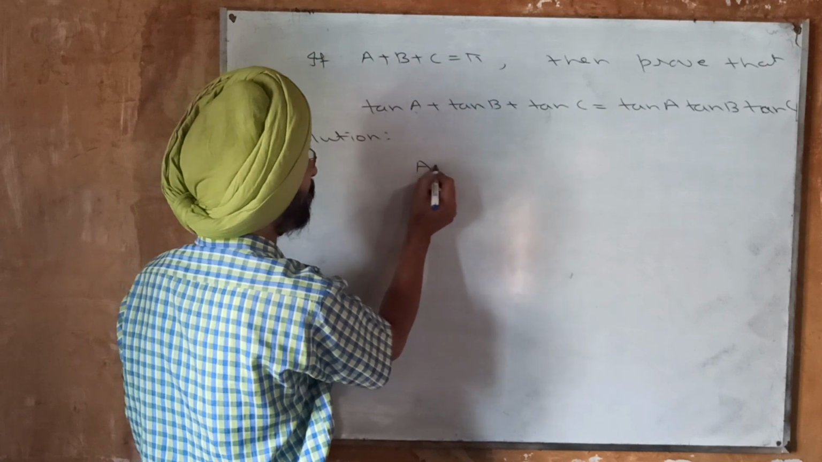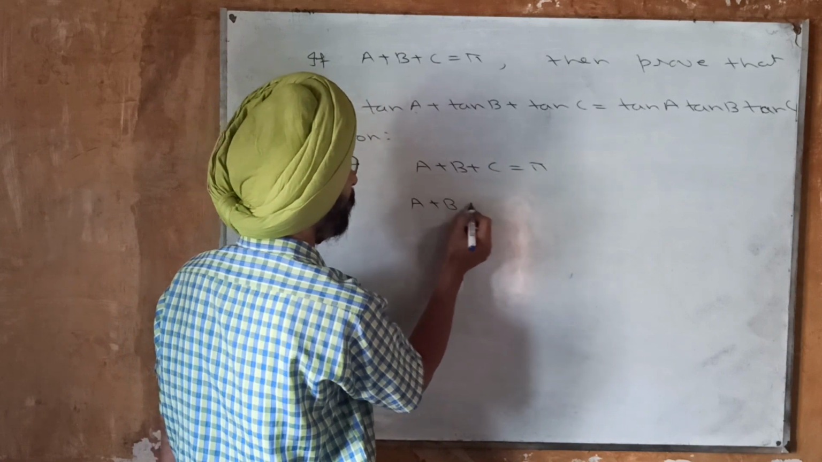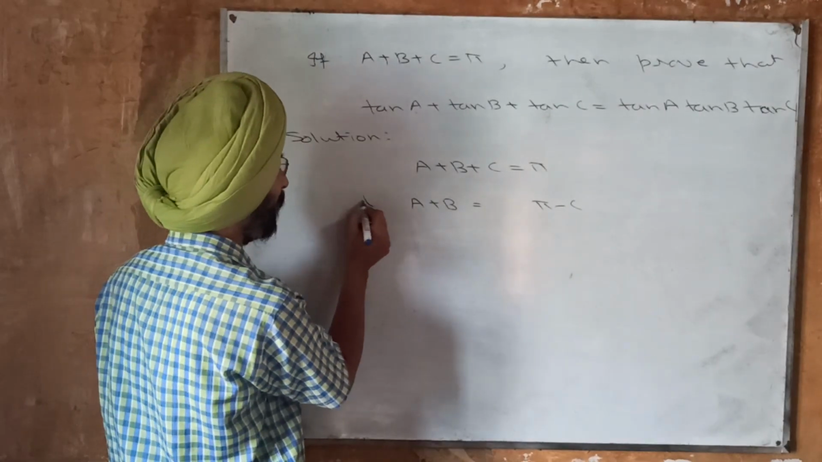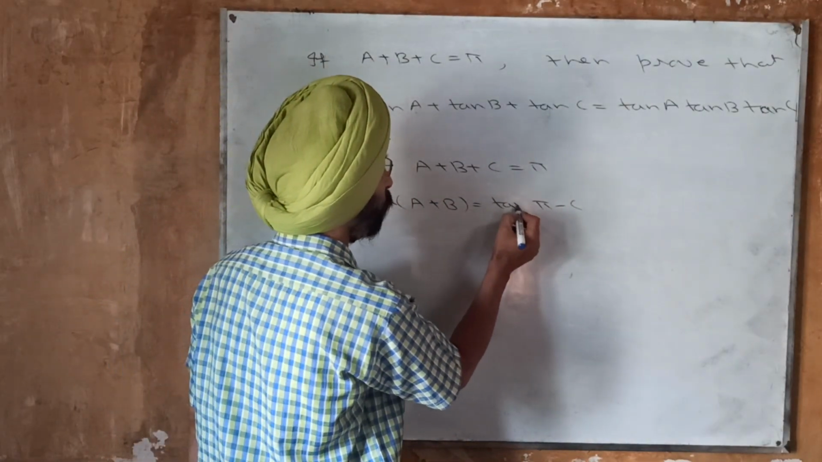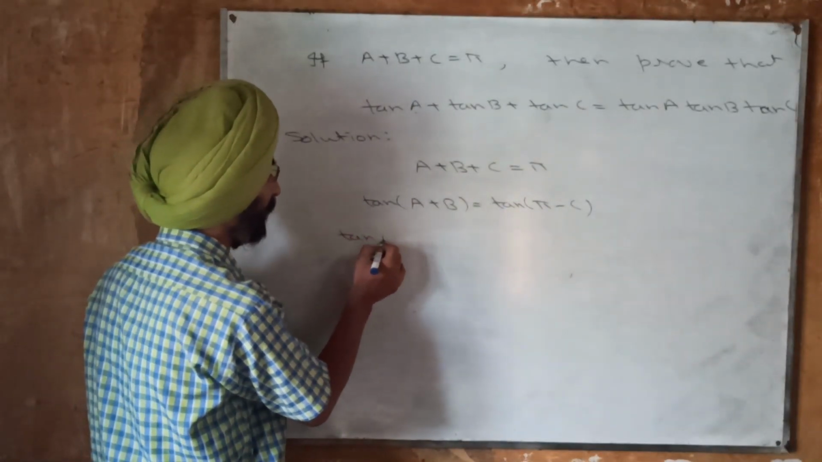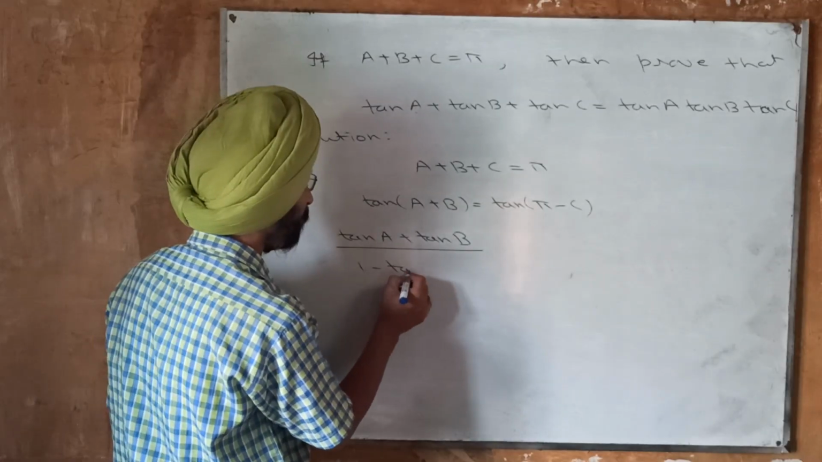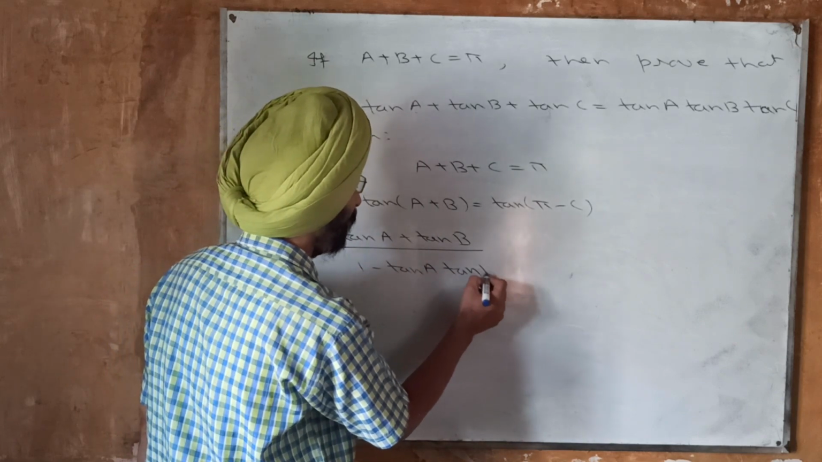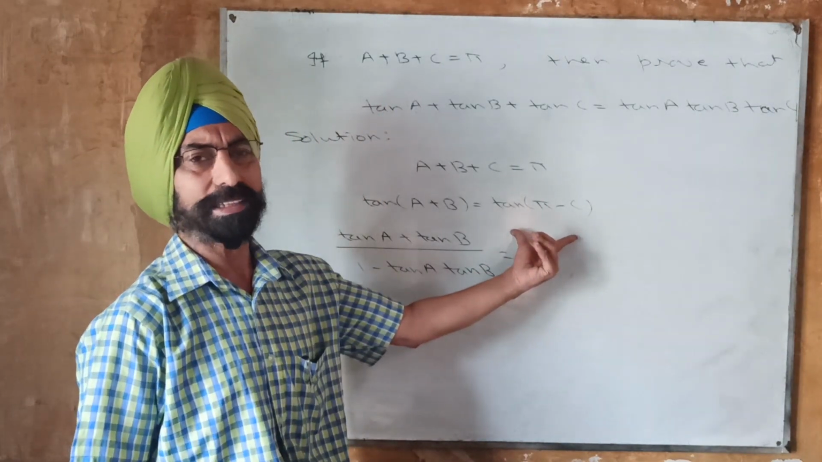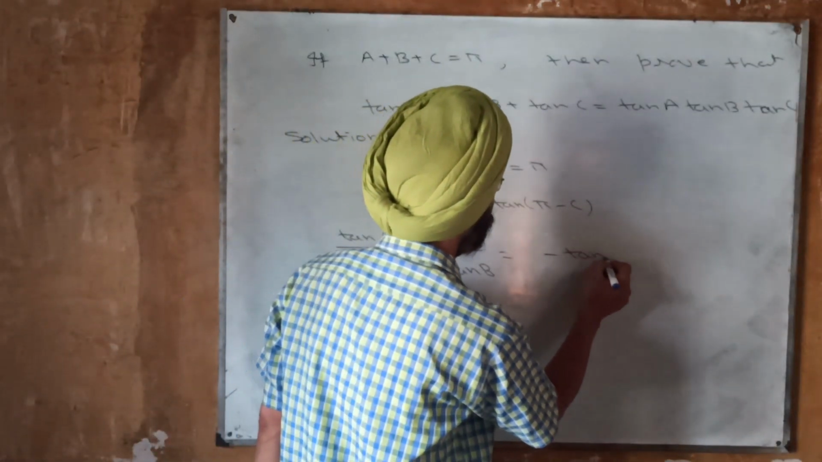Here we are given that a plus b plus c is equal to pi. So we can write a plus b as pi minus c, taking c to the other side, and now take tan on both sides. Taking tan on both sides, applying the formula for tan(a plus b) on the left hand side, we will get (tan a plus tan b) over (1 minus tan a tan b) is equal to tan(pi minus c). It is in the second quadrant, and in the second quadrant tan is negative, so tan(pi minus c) will become minus tan c.